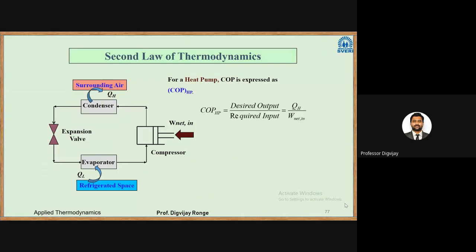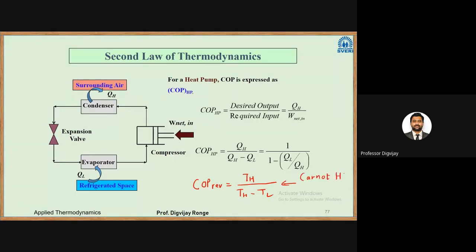For a heat pump, COP is expressed as desired output divided by input. For the heat pump, our desired output will be to maintain the source at higher temperature. So that will be QH, divided by W. So the COP of a heat pump is given by QH divided by QH minus QL. If I am considering a Carnot heat pump where all the processes are reversible, the COP of the Carnot heat pump will be equal to TH divided by TH minus TL. This is for the Carnot heat pump.